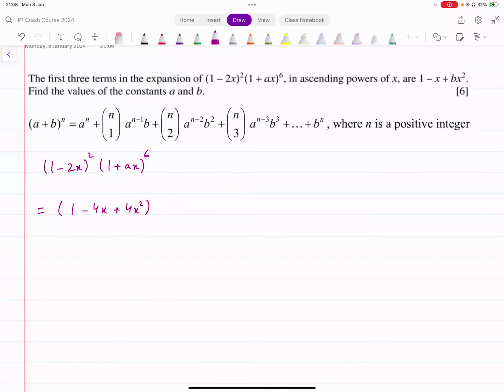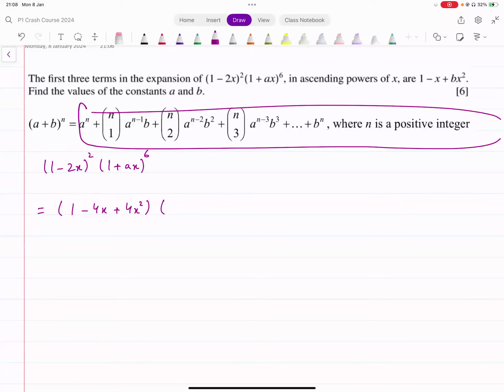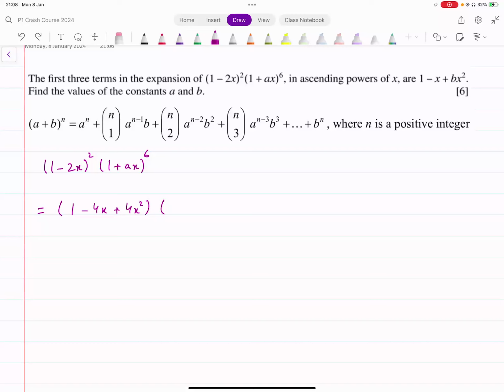We can't do it without binomial, right? This will require us to use binomial. How do we do that? We use this formula that we have. (a + b) raised to power n. If you compare this with the formula, in place of a, we have 1. In place of b, we have ax. And in place of n, we have 6.